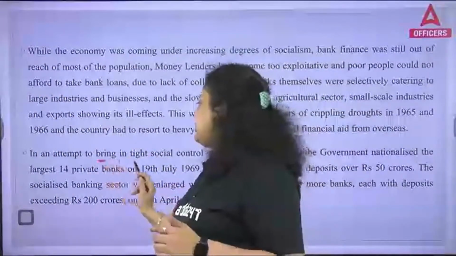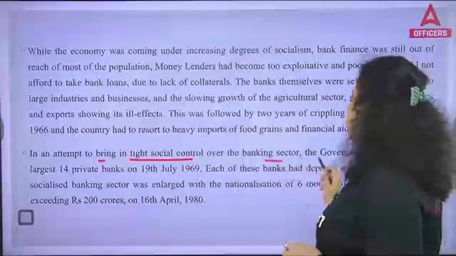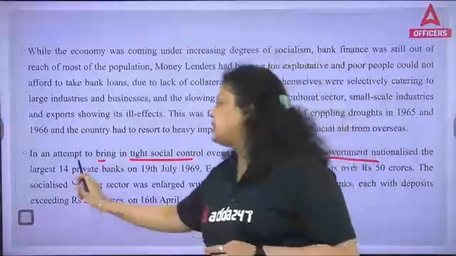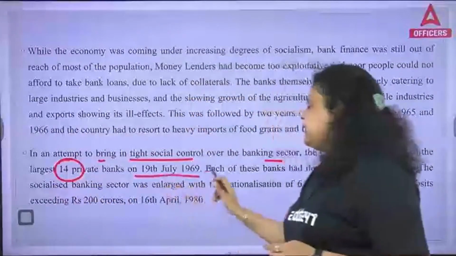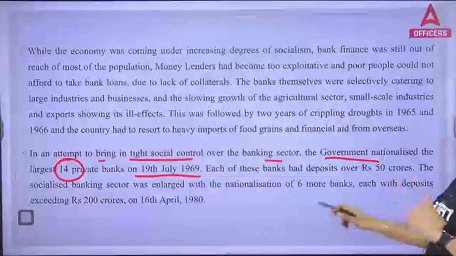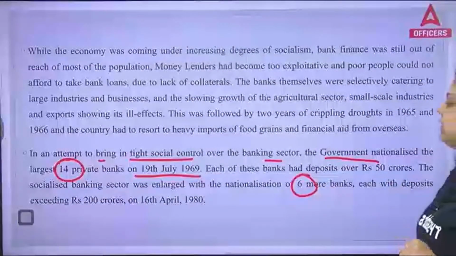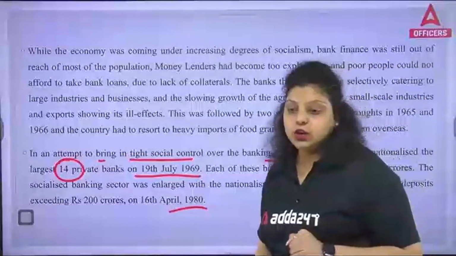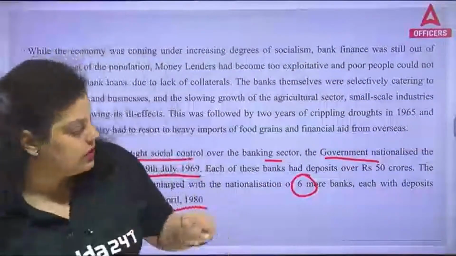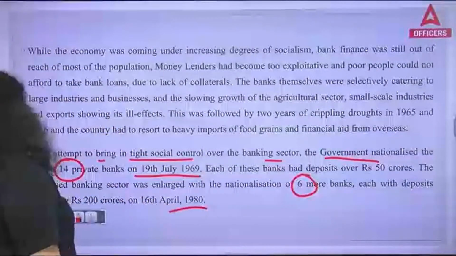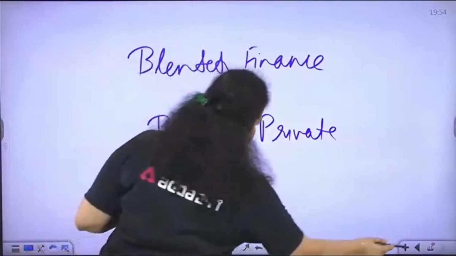Now, in an attempt to bring in tight social control over the banking sector, the government nationalized 14 private sector banks in 1969, and after that 6 more private sector banks in 1980. So nationalization of banks was done 2 times. Now, what is nationalization? Let's understand that also.